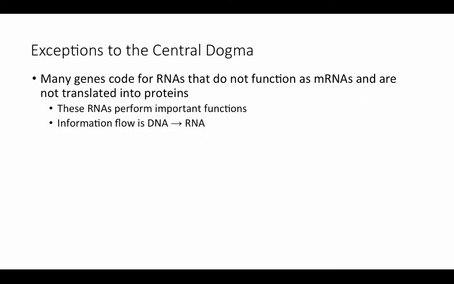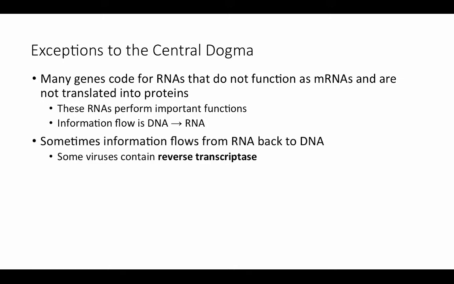Before going on to see how that code was cracked, I want to mention a couple of exceptions that we know about now to the central dogma. First of all, many genes code for RNAs that actually don't function as mRNAs. They have their own separate functions, and they're not translated into proteins. So these RNAs perform important functions, for example, transfer RNA, which we'll see when we come to translation. There are microRNAs that have other functions in the cell. And so in this case, the information flow is just DNA to RNA without then leading to a protein.